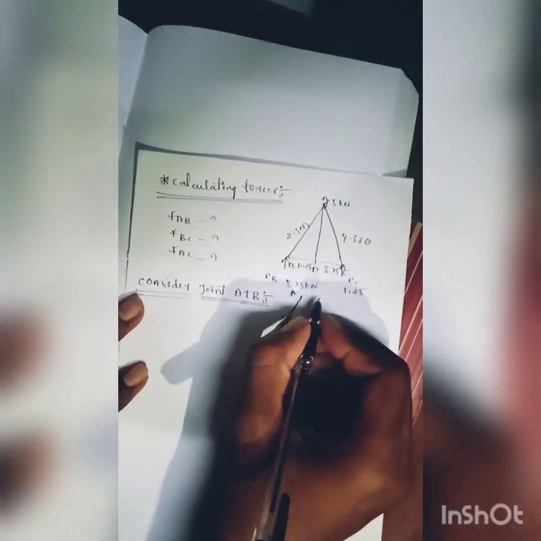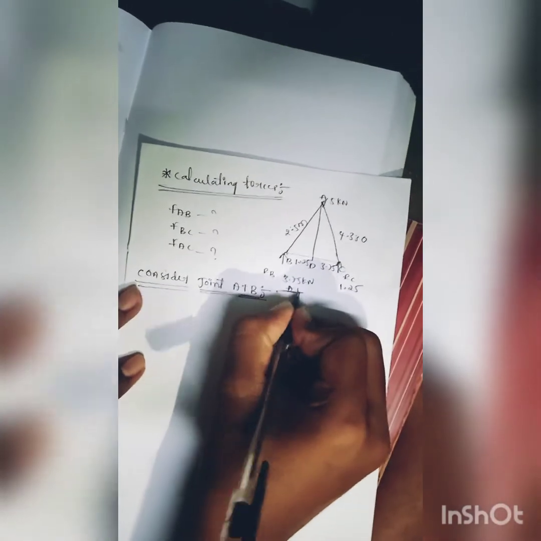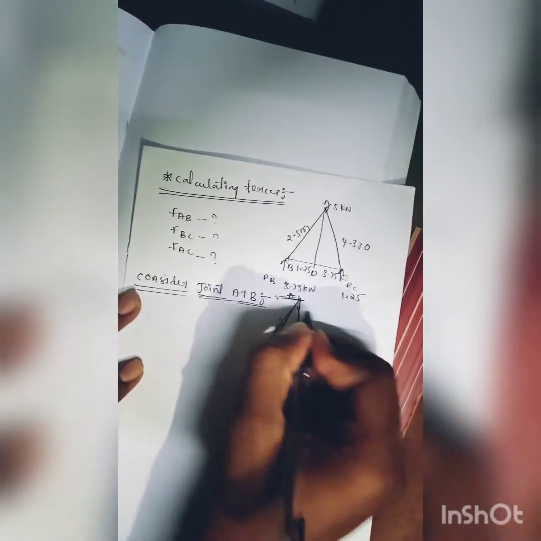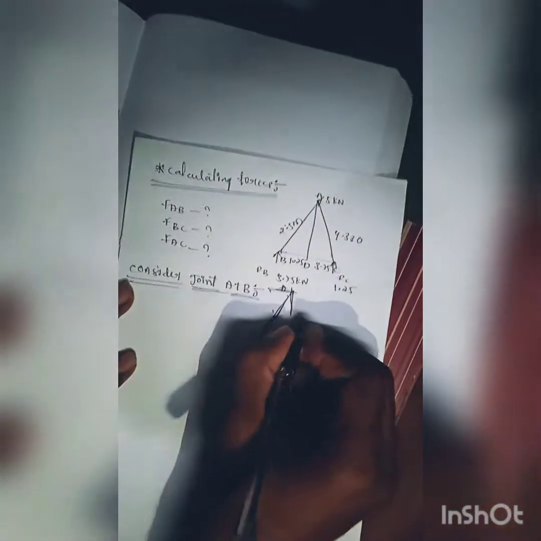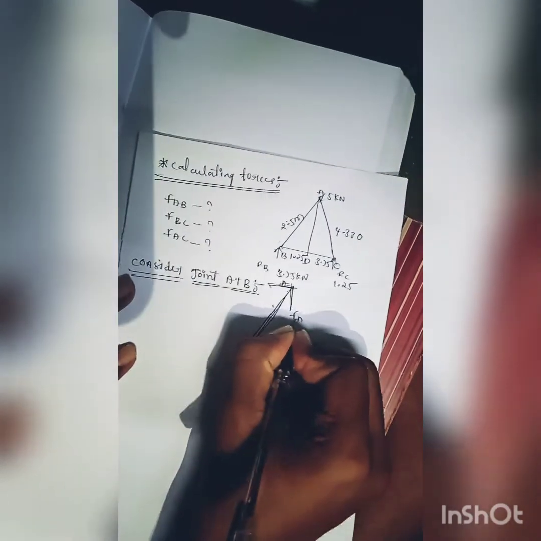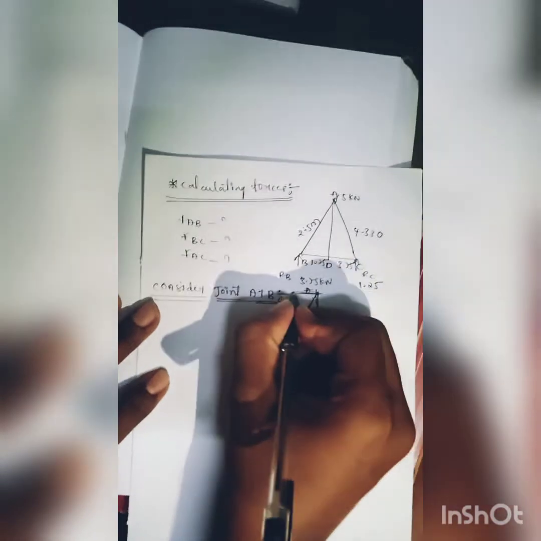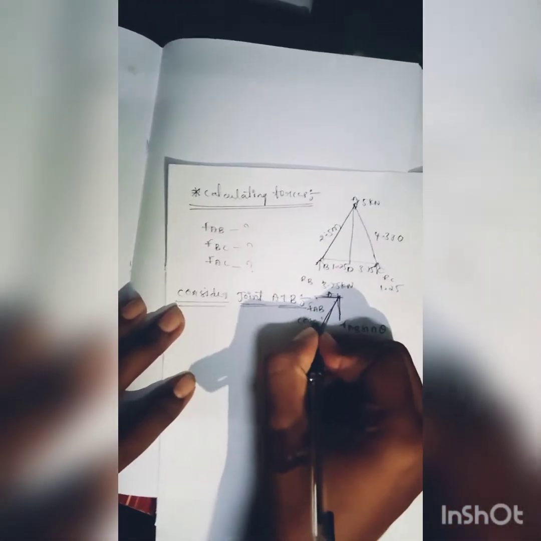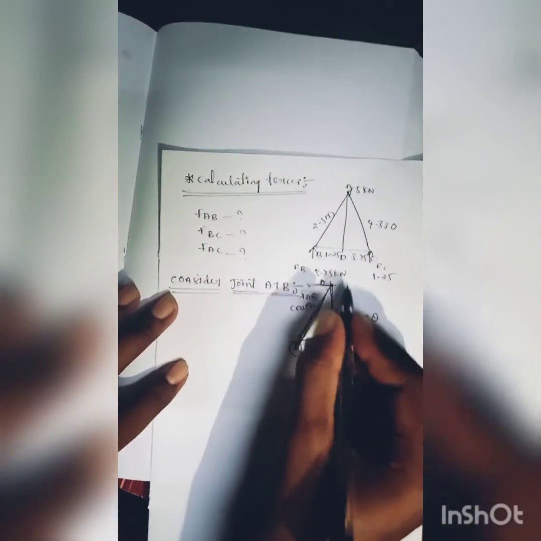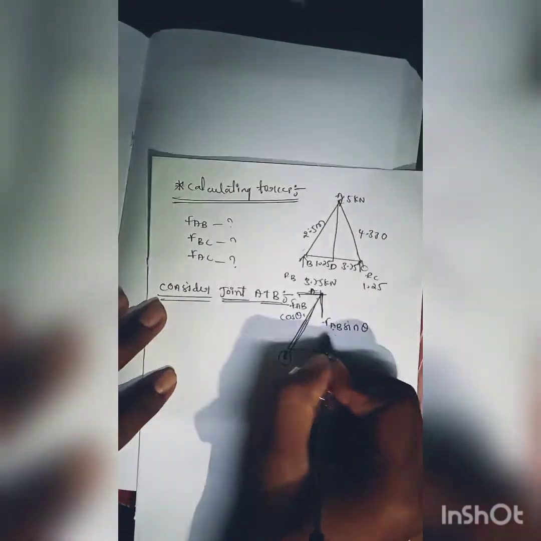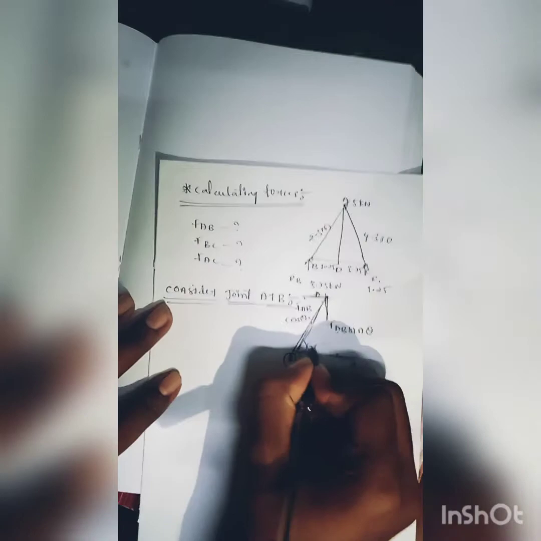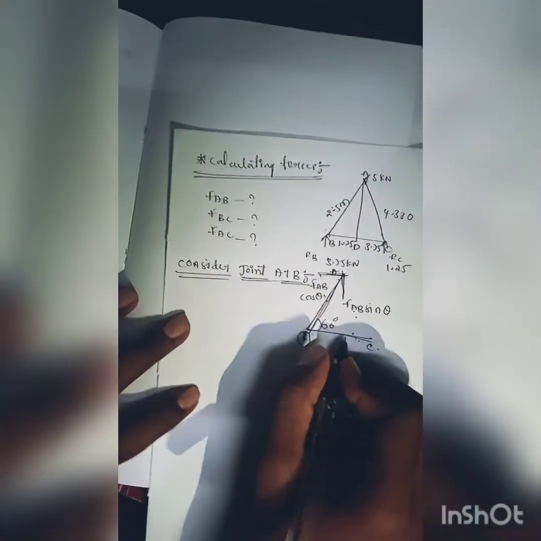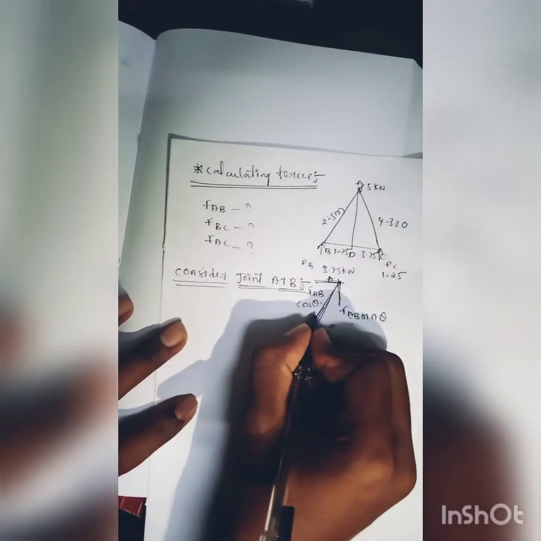Okay, resolve the component forces. The vertical component is f of AB sin theta, and this is f of AB cos theta. The horizontal will be cos theta, and the vertical should be considered as sin theta. This is the angle given, 60 degrees, and consider the directions.